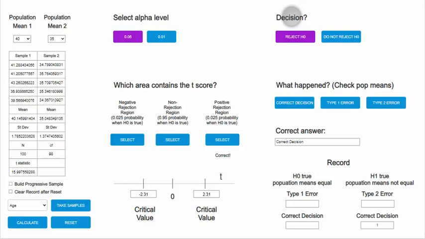And what if you click do not reject H0, which means you're deciding to stay with the null hypothesis, to hold on to it, and assume that the population means are equal? Well, if it turns out that they are actually equal, you've made a correct decision. But if it turns out that they're different numbers, then you've actually made a wrong decision about the populations. It would be a type 2 error. So if you reject the null hypothesis and you're wrong, type 1. If you do not reject and you're wrong, type 2 error. And as you go along, it'll keep track of your type 1 and type 2 errors.